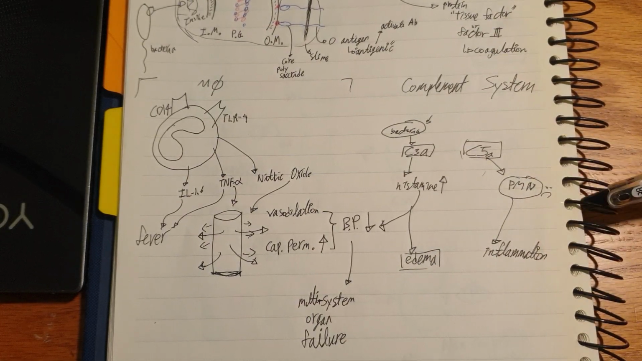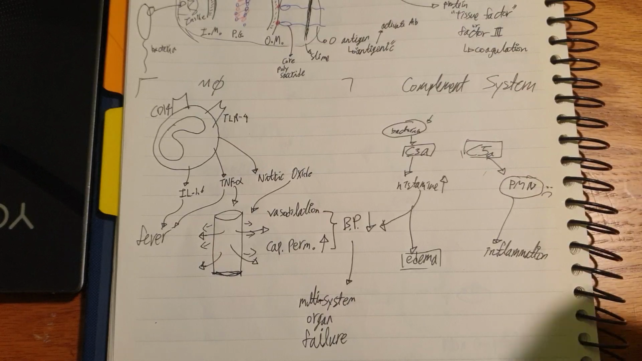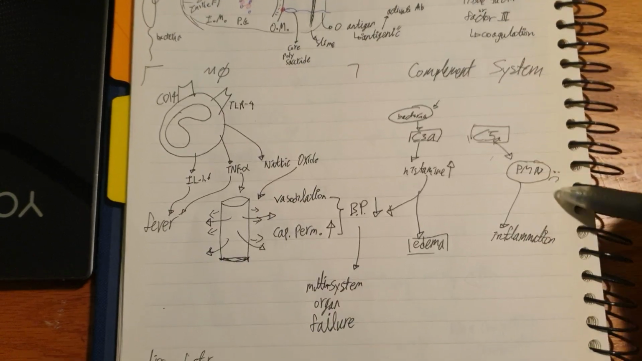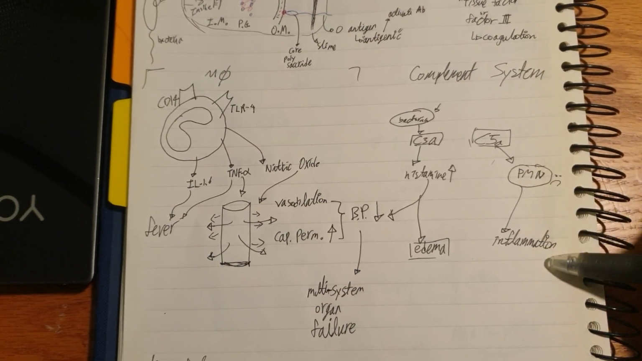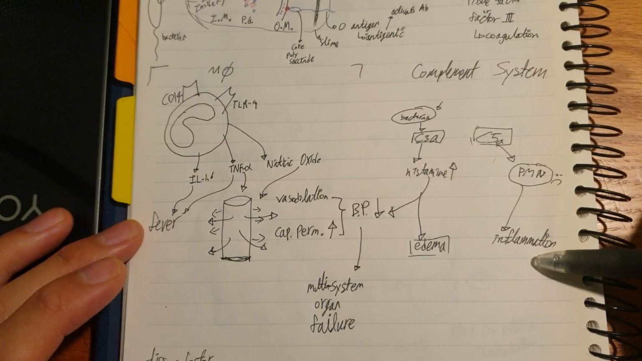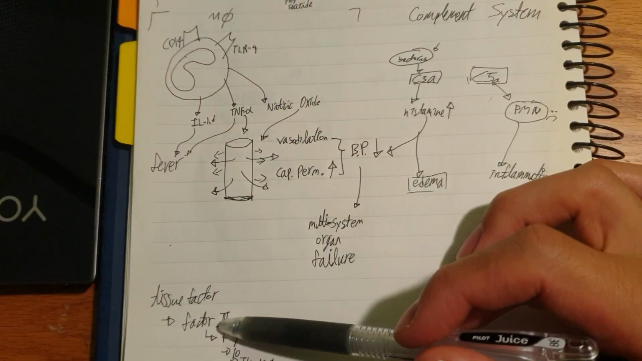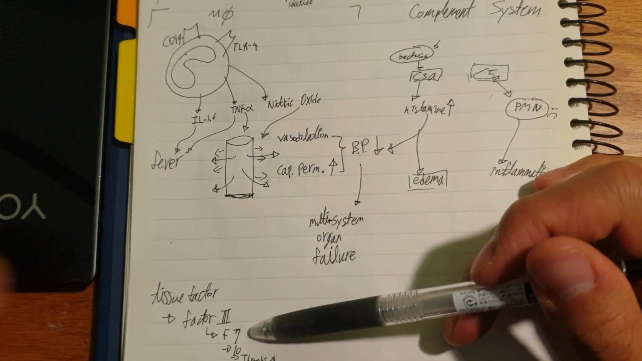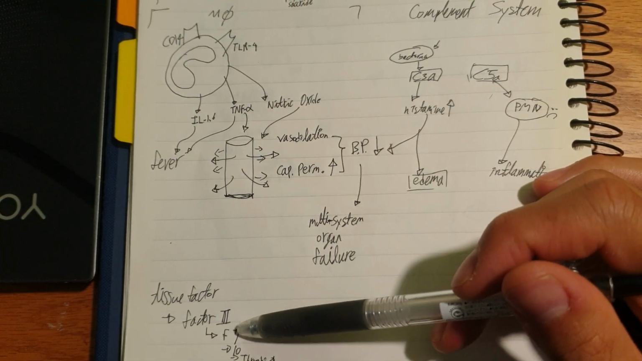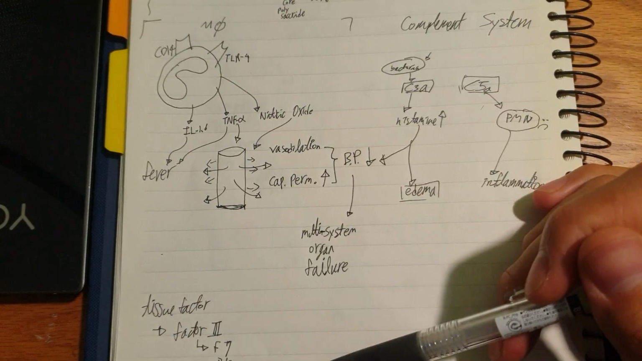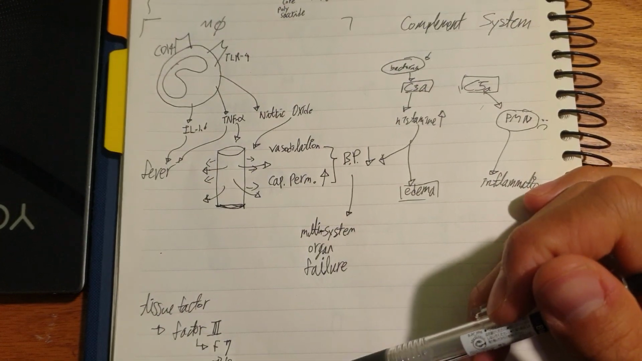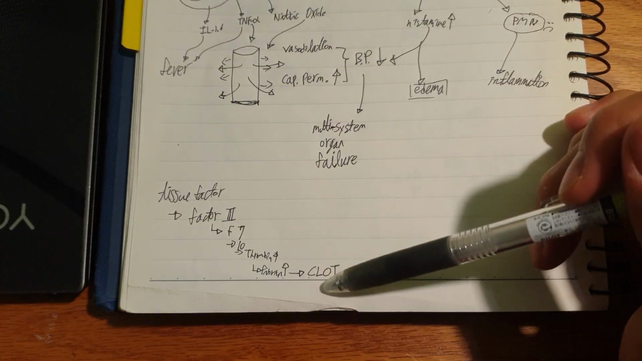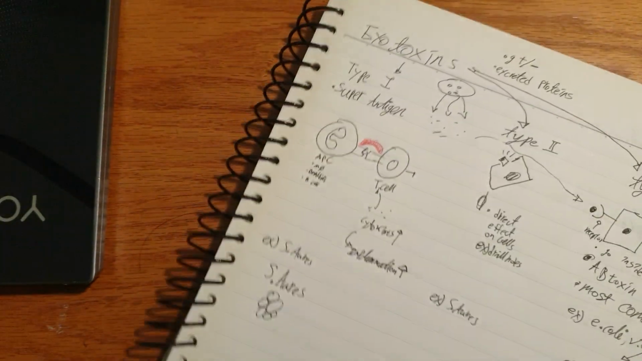And C5a activates neutrophils and that causes an inflammatory reaction. And tissue factor, often known as factor 3, causes the activation of F7 and F10. They turn into F10a, and then it increases thrombin, and then it causes the release of more fibrin, and that causes blood clots.